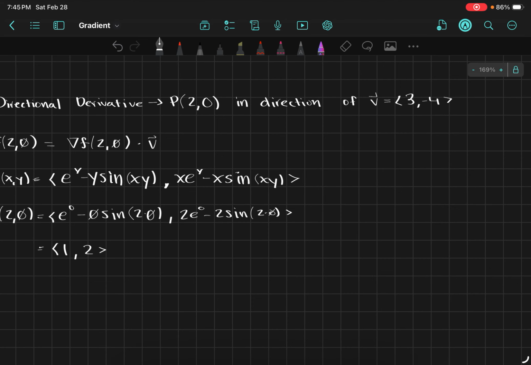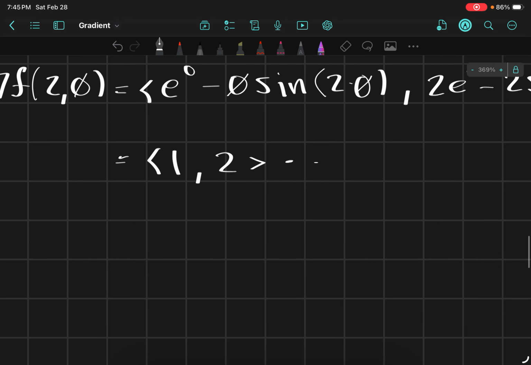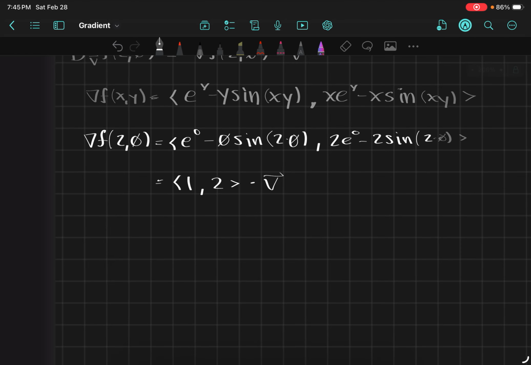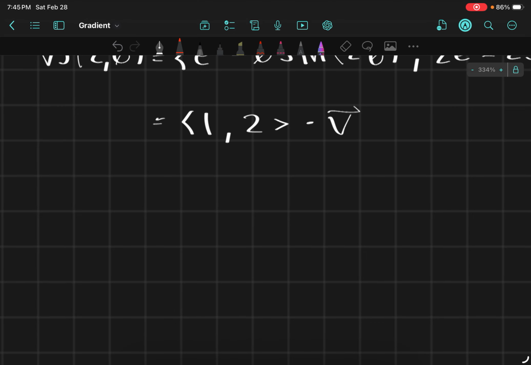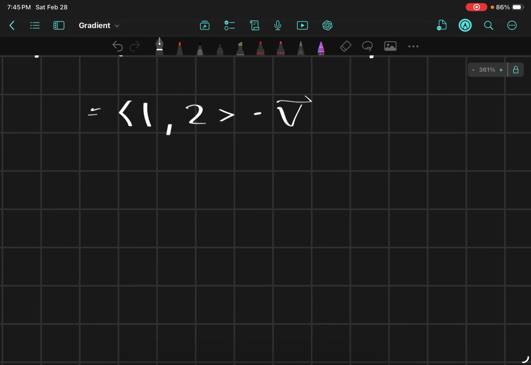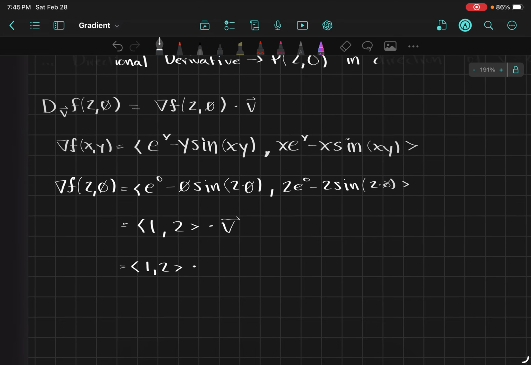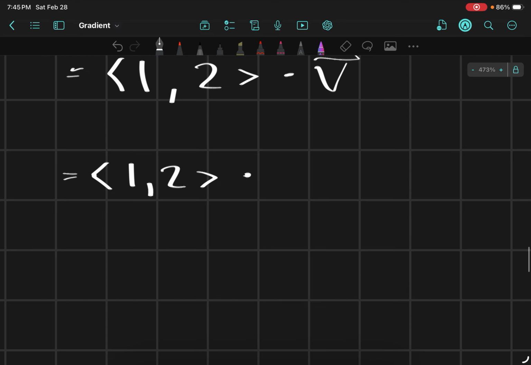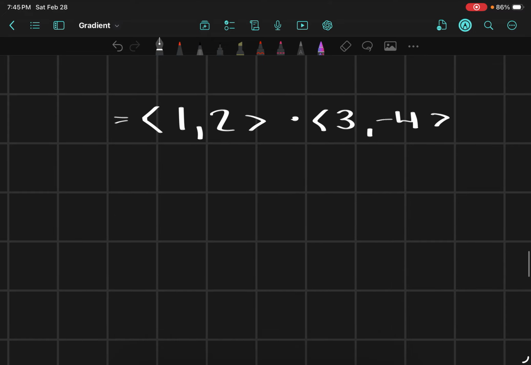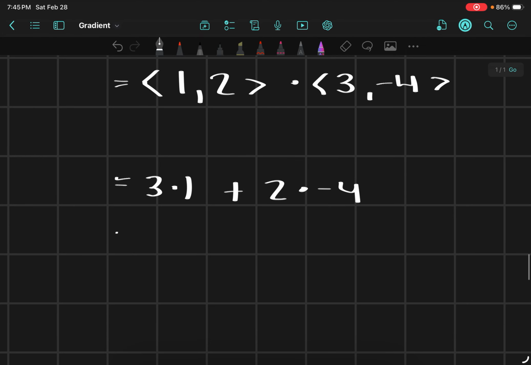So we have our gradient multiplied by our vector v. Well, let's just go ahead and do that. (1, 2) dotted with our vector v, (3, negative 4). Let's go ahead and compute that. We have 3 times 1 plus 2 times negative 4. That's going to equal 3 plus negative 8, negative 5.